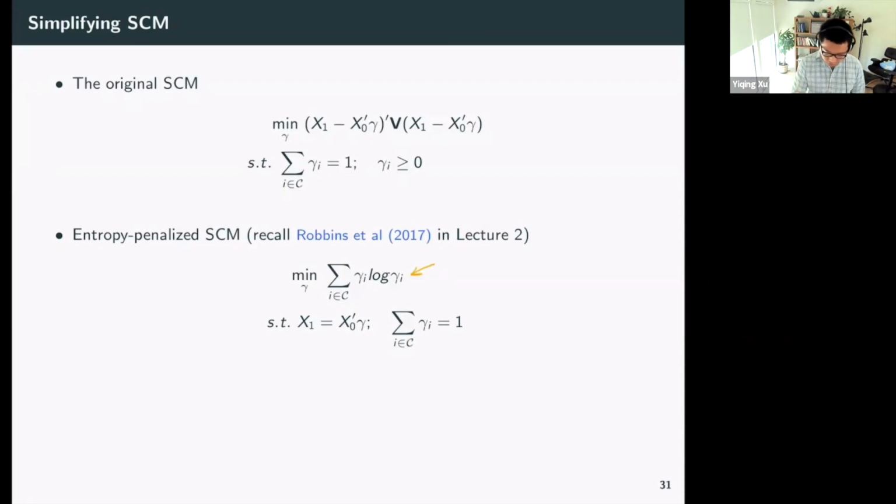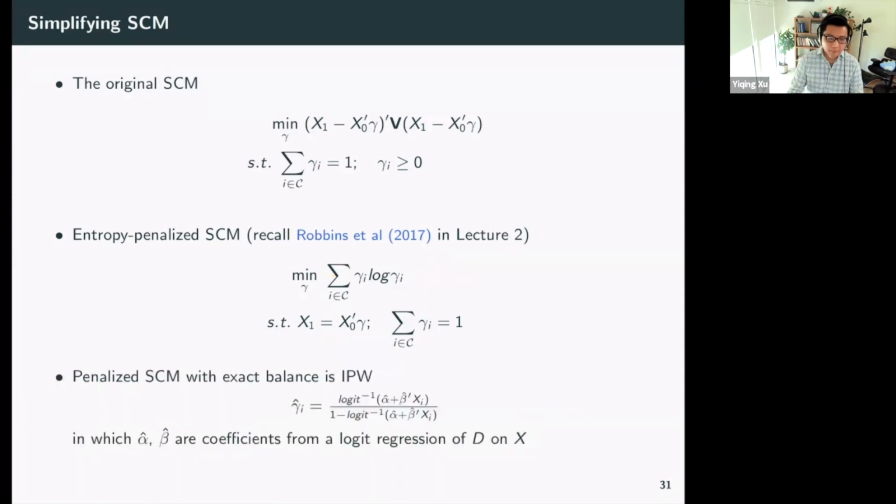I'm sorry, this may be a minus sign. You maximize the entropy, so minimize the minus entropy of the weights. So you want the weights to be as dispersed as possible, as close to uniform as possible, such that these moment conditions are met, such that the weighted covariates or predetermined outcomes included are the same as the covariate values for the treated unit, and then the weights add up to 1.